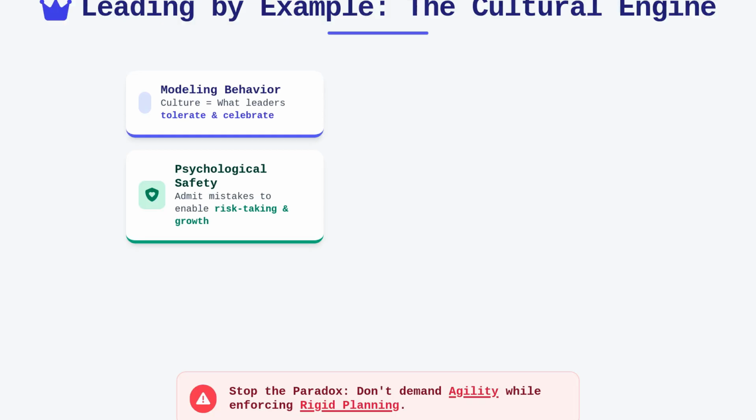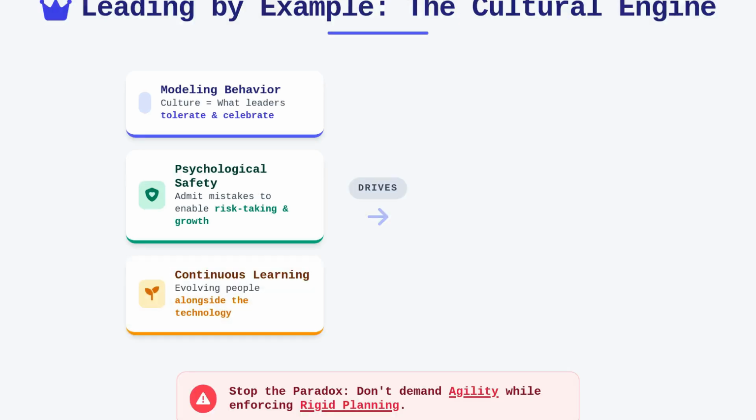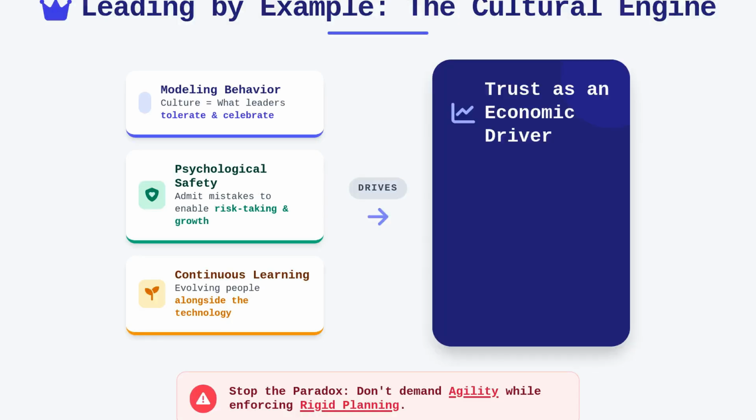This is the cornerstone of psychological safety, a climate where people feel comfortable taking risks without fear of retribution. Without trust, communication bottlenecks arise, and the flow of information necessary for the Agile Release Train to succeed will simply dry up. By fostering a culture of continuous learning, you ensure that the people within the system are constantly evolving alongside the technology they build. Trust is not a soft skill. It is an economic driver that reduces friction and accelerates decision-making across the enterprise.